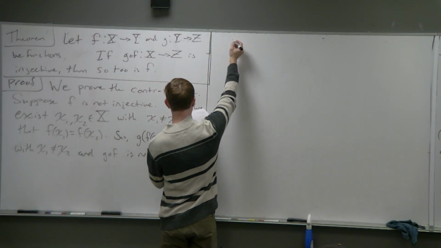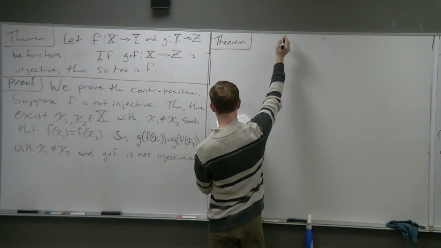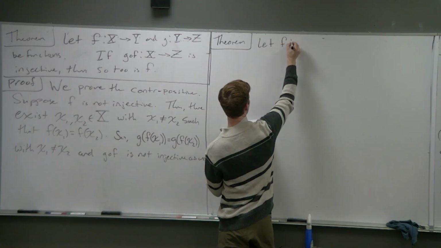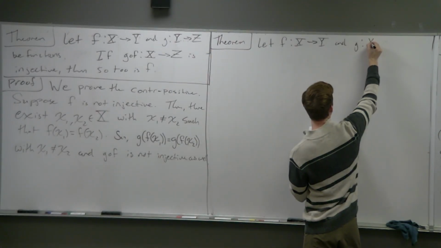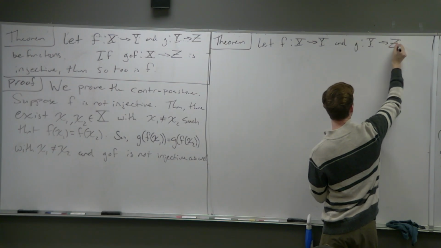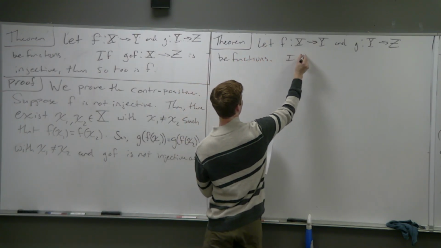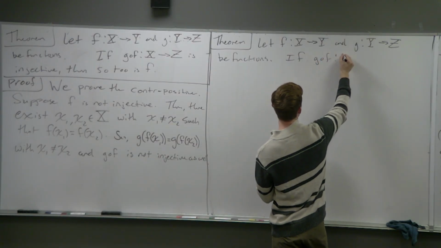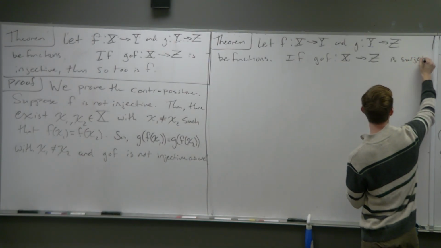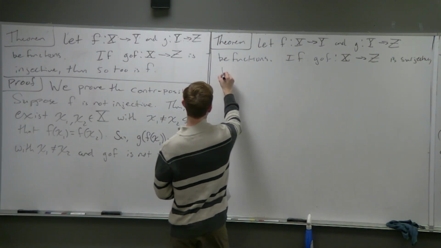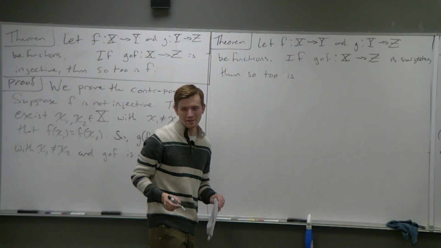Okay. Here is a theorem about the opposite result. Let f from X to Y and g from, yet again, Y to, can you guess it, Z, be functions. If g composed with f, which is a function from X to Z, is surjective, then so too is, can you guess which one? g.